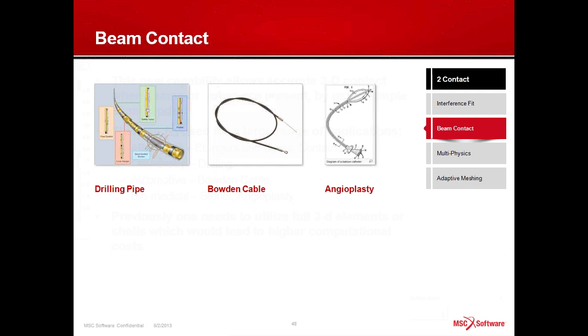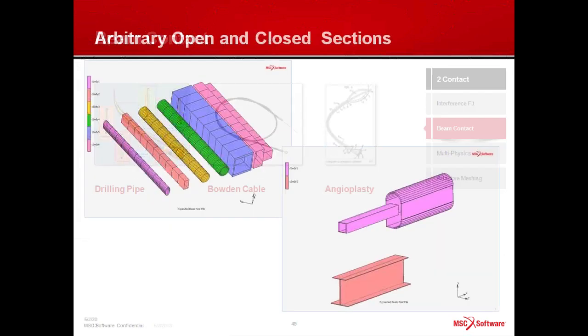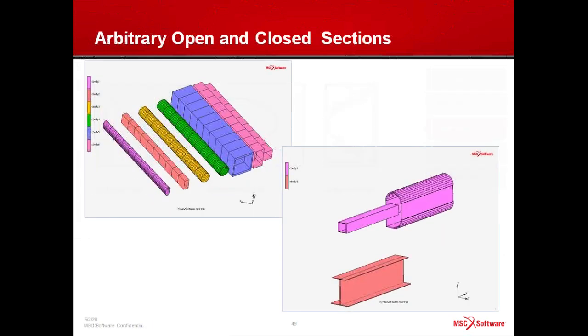It's also applicable to Bowden cables, such as you have on your bicycle, but of course in your car brakes as well. And it's also geared to the biomedical industry, whether or not you have angioplasty or inserting a stent. And of course, it's also applicable to civil engineering and aerospace structures, as we'll see later. So it effectively works with open section beams and closed section beams.